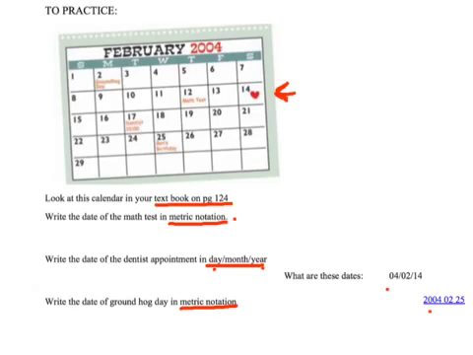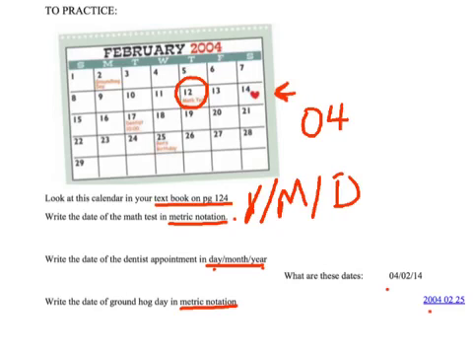All right, let's take a look. The date of the math test. Well, the math test is right here. So that would be February 12th, but remember for metric notation I go longest time, so year, month, and day as my last one. So I'm going to go 04 for my year. Month, it's February, so that is the 2nd month. Remember, this is 2 digits, so I go 02. And then for the day, well, it is the 12th. So it would look like this.